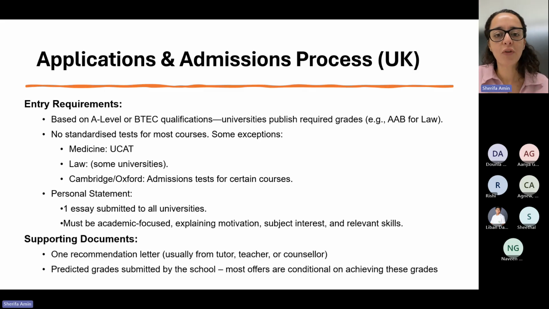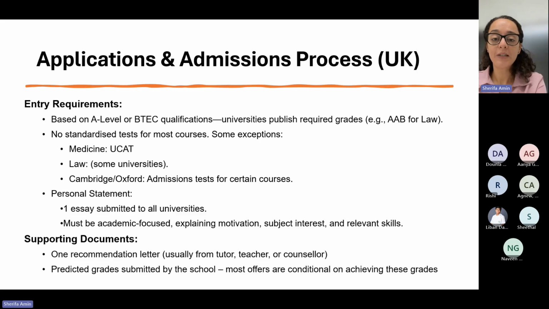In addition to their predicted grades, which we send as a school, students will write a personal statement. For the UK, this is going to be one essay that goes to all universities. And this is why they need to be sure of the subject that they're going to be studying, because if they want to study psychology, then they write one psychology essay that goes to all the universities they want to apply to. And this is why planning early is essential.